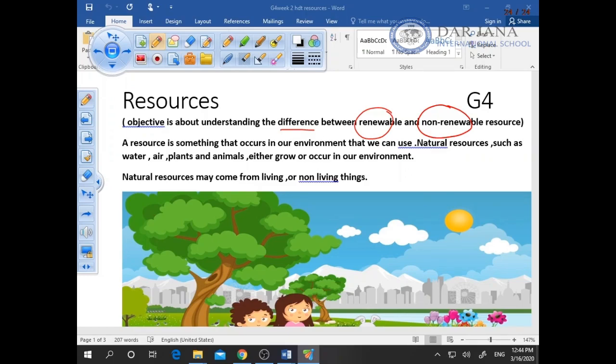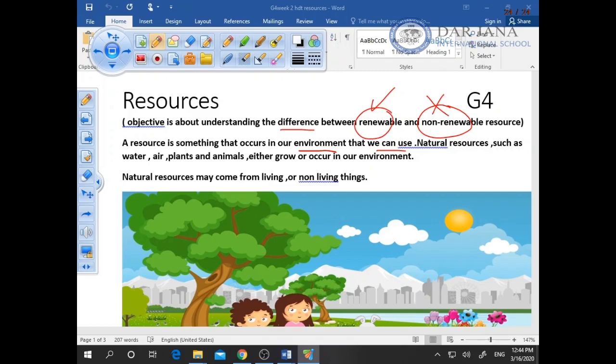The objective of this lesson is to understand very well the difference between the renewable and non-renewable resource. Renewable means that we can renew it again. Non-renewable means that it's not available for a long term. A resource is something that occurs in our environment that we can use, and it is there in our environment.